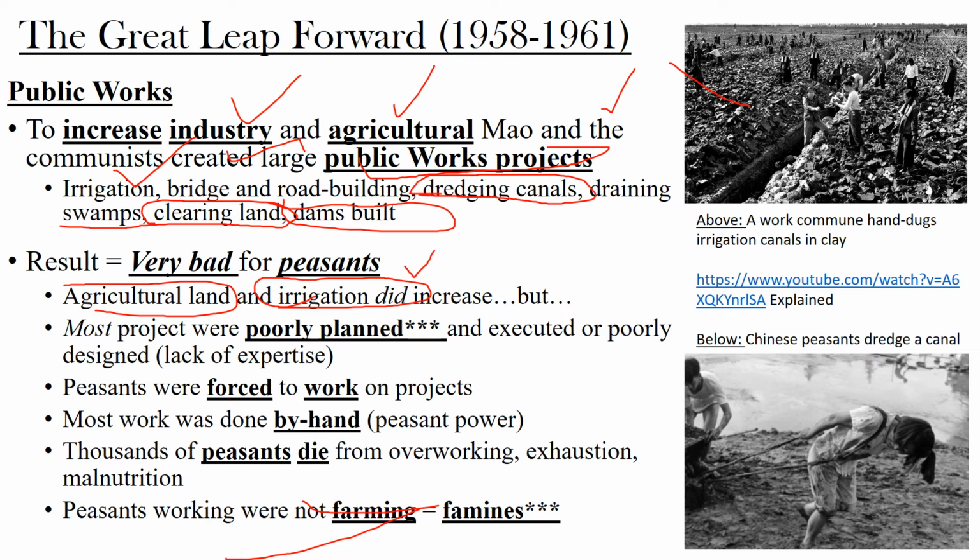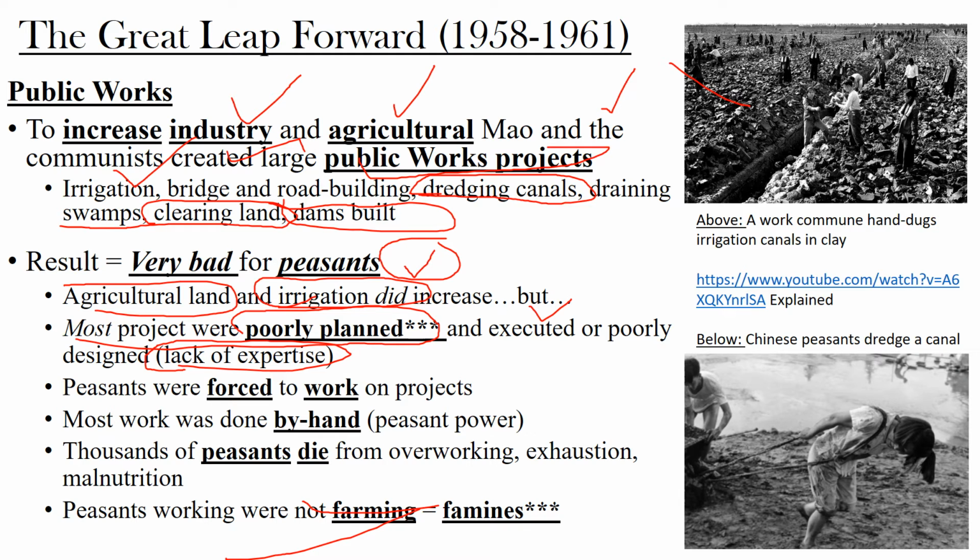So that long term might be good. But most of these projects, like the backyard furnaces, are poorly planned or poorly executed or poorly designed. This goes back to the same thing with the backyard smelters: they didn't have architects, they didn't have hydroelectric engineers, they didn't have engineers designing this, they didn't have really skilled farmers. I mean, the Chinese peasants might have been skilled farmers in their own right, but they didn't have people with degrees in agriculture who could plan the best way to do these.